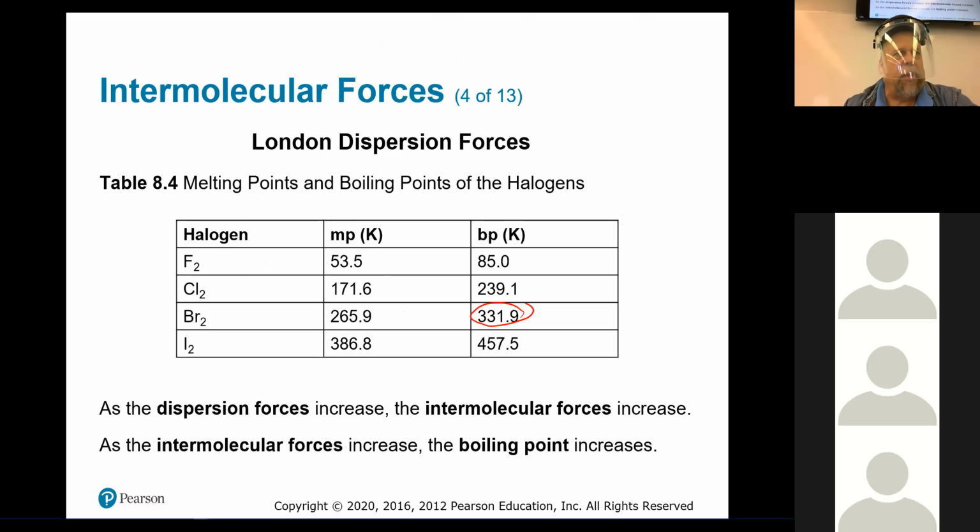Well, you don't need to memorize the numbers. Just look at the trend. And you can see with the iodine here, the melting point is 386, so it's a solid. And that's because of London dispersion forces.